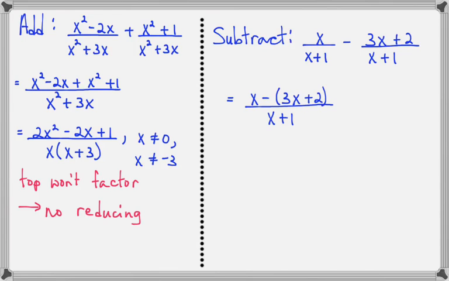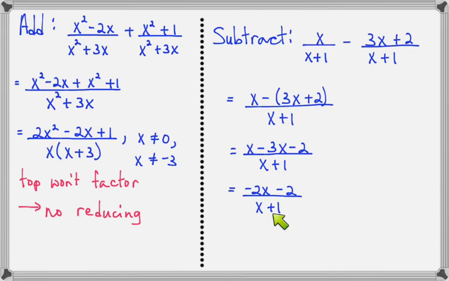And let's go ahead and distribute that minus sign. So I've got minus 3x and minus 2. Be careful here because that's a very common source of errors. People forget to distribute the minus sign all the way through. And then on the bottom, x plus 1. So if we combine our like terms in the top, we've got x minus 3x is negative 2x minus 2, and it's all over x plus 1.